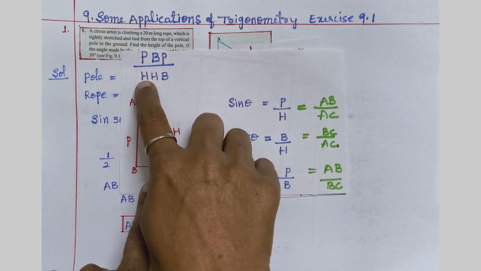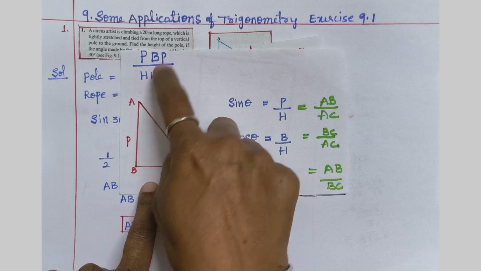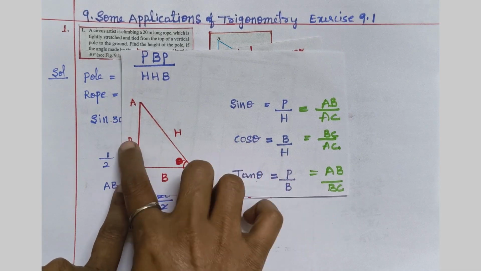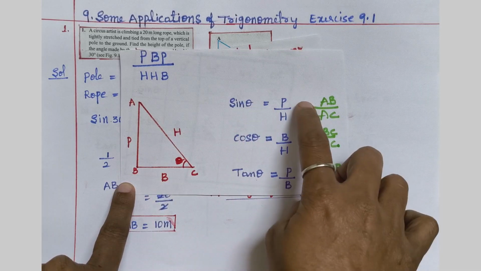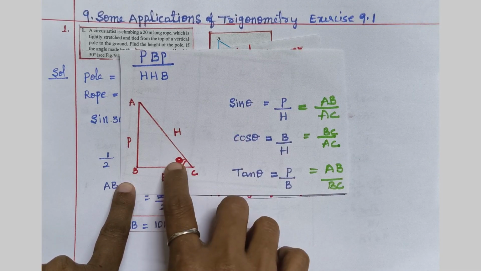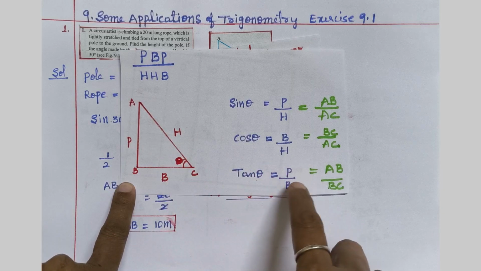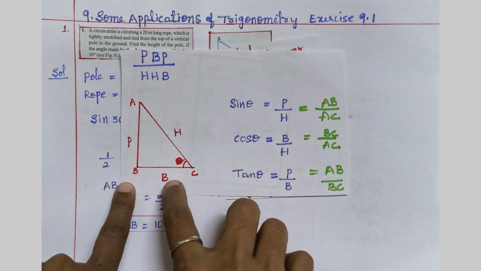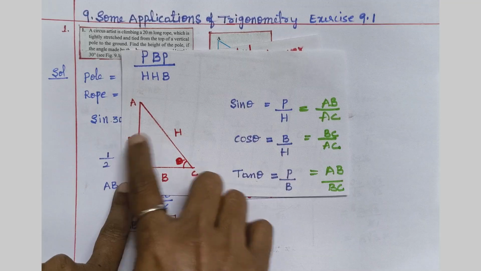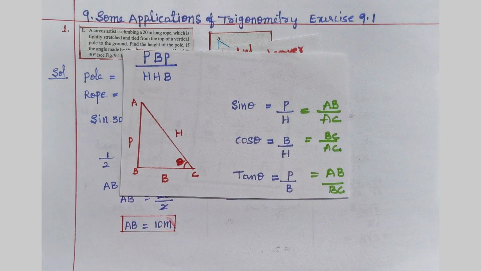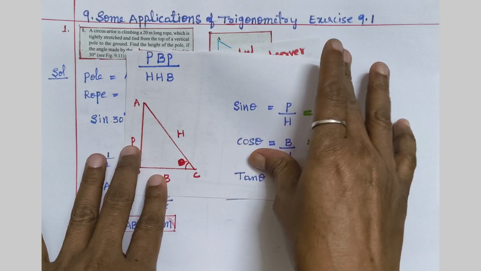Okay. P by H is sine. B by H is cos. P by B is tan. So sine means perpendicular by hypotenuse. Cos means base by hypotenuse. Next, tan means perpendicular by base. With theta, the opposite side is the perpendicular and this is the base. Hypotenuse is fixed. So sine, cos, tan are enough for this application of trigonometry chapter.